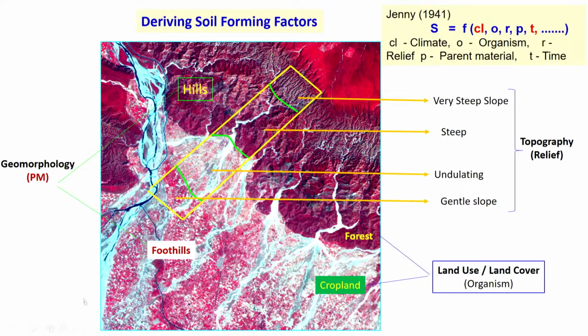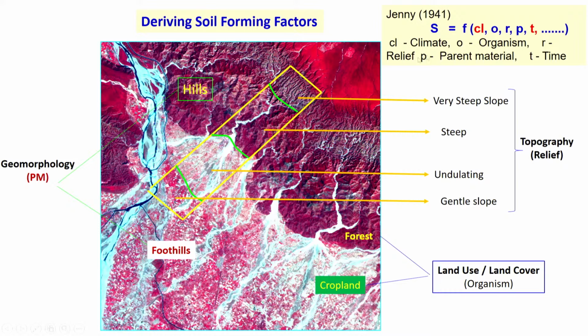And we will see in the satellite data how we can interpret these factors. P means parent material. Parent material means I say the geology or geomorphology, and you can see I can interpret these are the hills, these are the foothills. So two types of geomorphology are there.